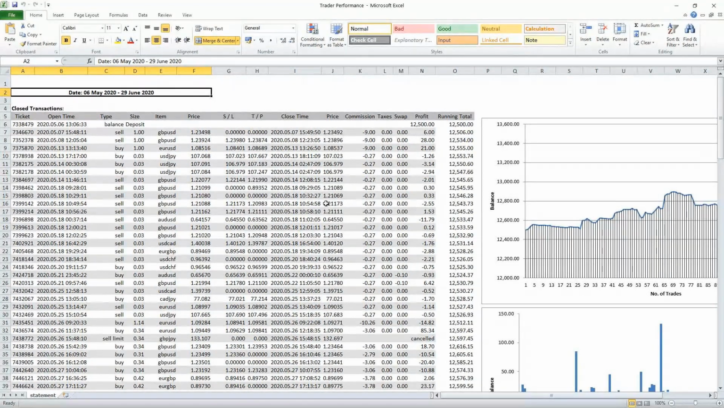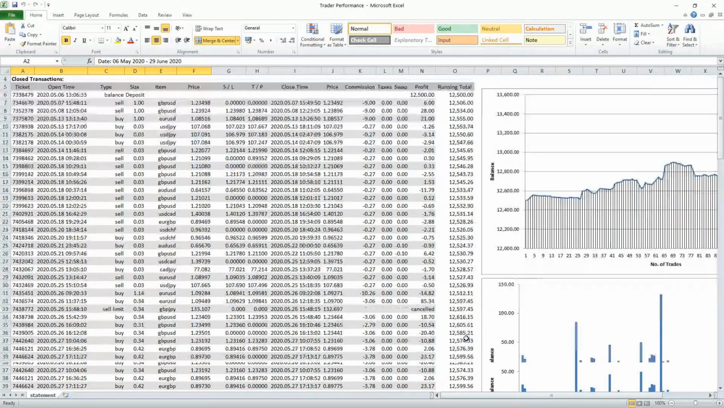So putting these stats together is from the 6th of May to the 29th of June. Okay, so we've got about 2 months' worth of data, and this is while Sandra was on that funded account, while still within the program. Starting balance at $12,500, and you can see this is a P&L, and that's the running total all the way through.